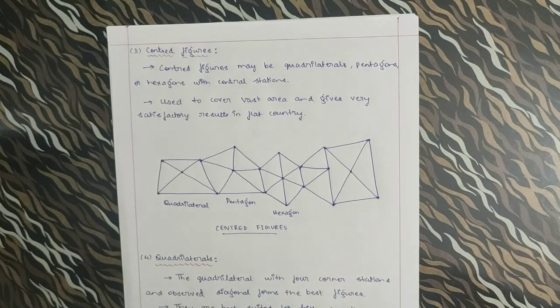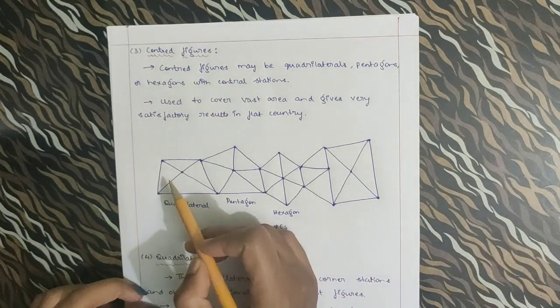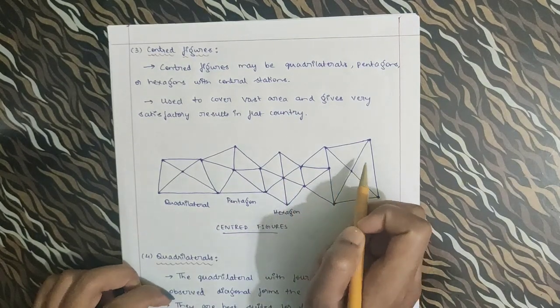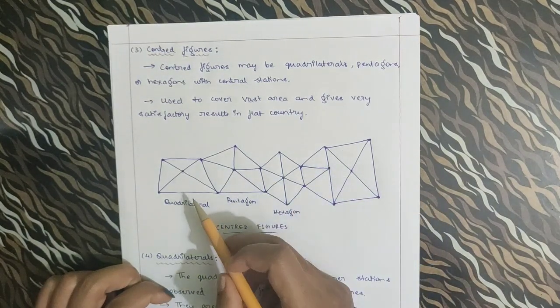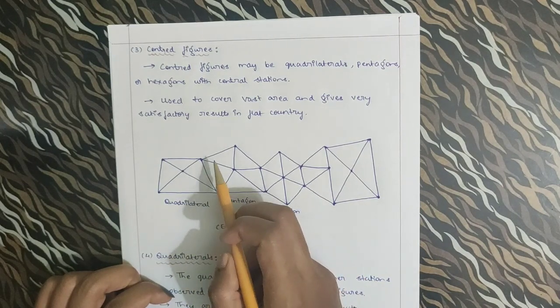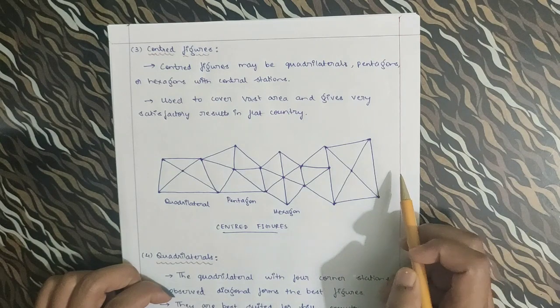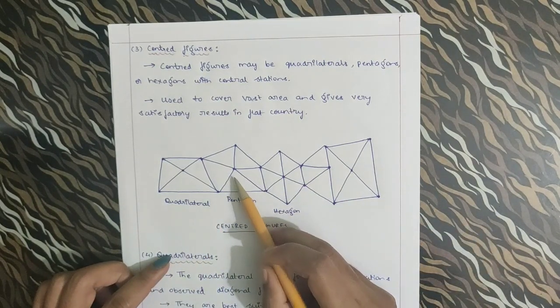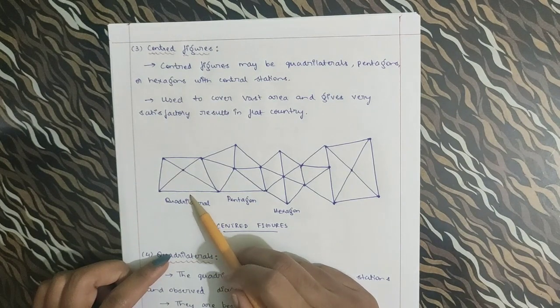Next is the centered figures. Here in the centered figures, it has a central station in its chain, and this consists of a series of polygons with central stations interconnected as shown in the figure. The polygon may be a hexagon, pentagon or quadrilateral.